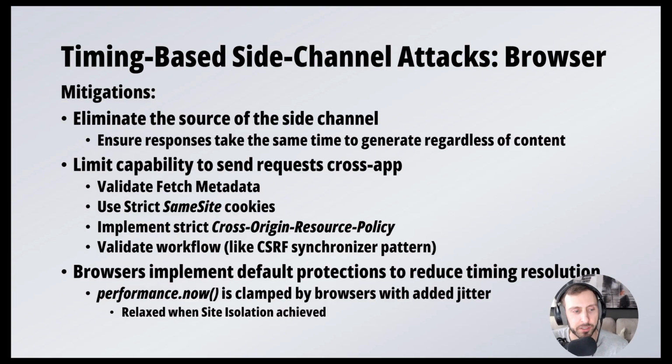A lot of the mitigations for these attacks we've looked at throughout this series already. But the first one that we haven't is eliminating the source of the side channel. So if we're thinking about that search function, one of the ways that you can implement a mitigation to prevent leaks is just make sure that the responses to searches always take the same amount of time to generate regardless of the content that's going to be returned.